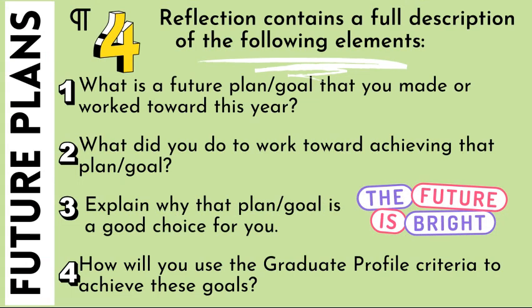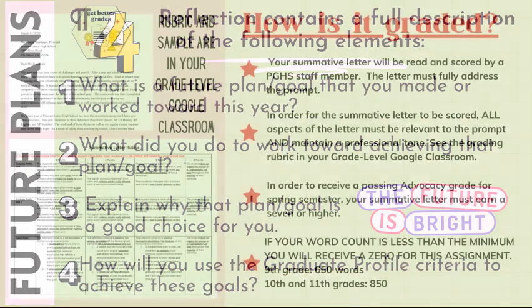Reflection containing a full description of the following elements. 1. What is your future plan or goal that you made or worked on towards this year? What did you do to work towards achieving that plan or goal? Explain why that plan or goal is beneficial to you, and how will you use the graduate profile criteria to achieve these goals?